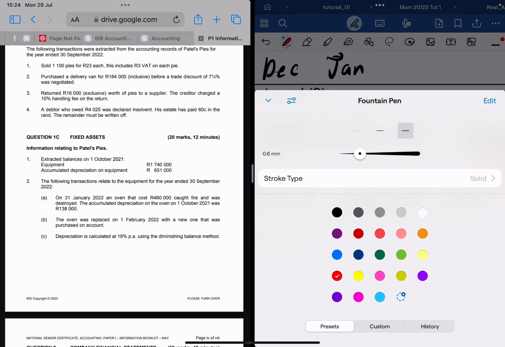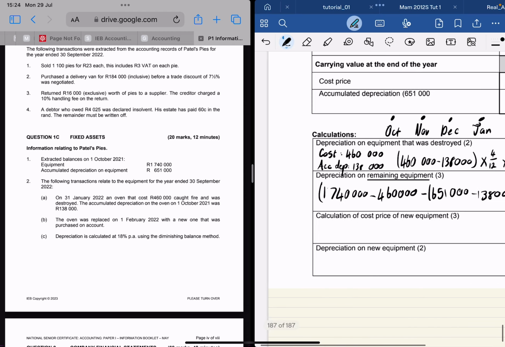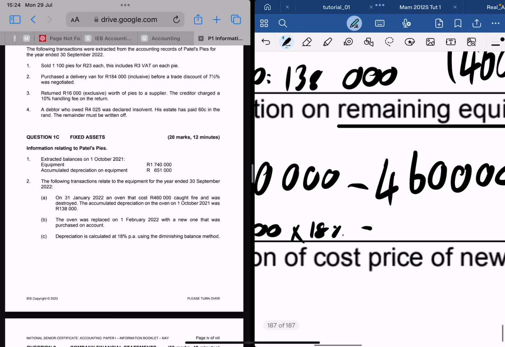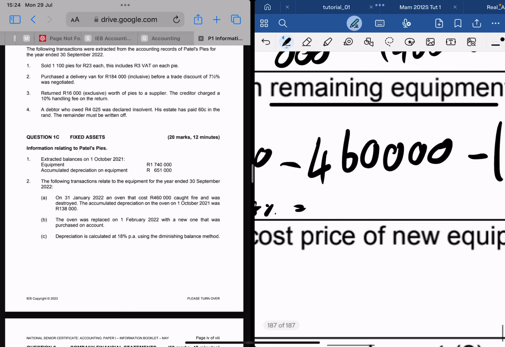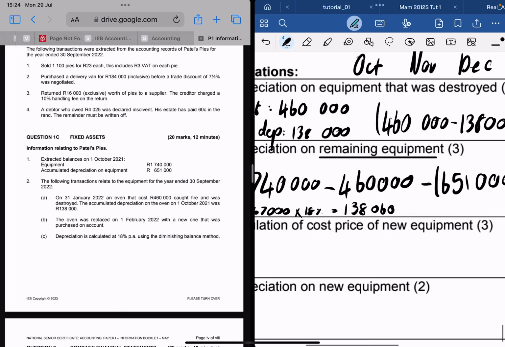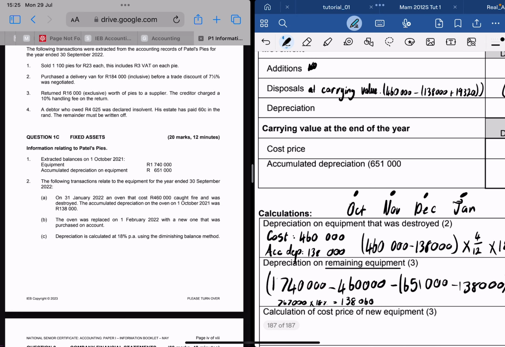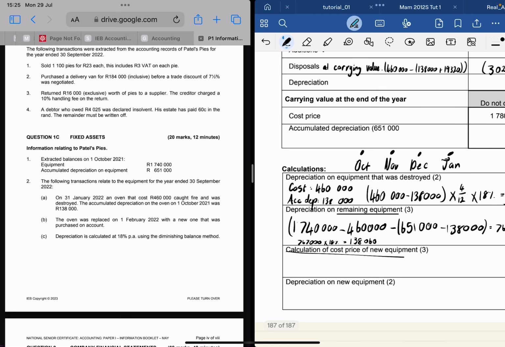Now, all we need to do to get the depreciation on the remaining equipment is, we kept it the whole year, right? So we go 767,123 times 18%, because that's our depreciation amount, which gets us to 138,060. Brilliant, so we've got those figures. We obviously can't put them in depreciation just yet because we know we bought a new vehicle. So now it says calculation of cost price of new equipment. How are we going to do that?